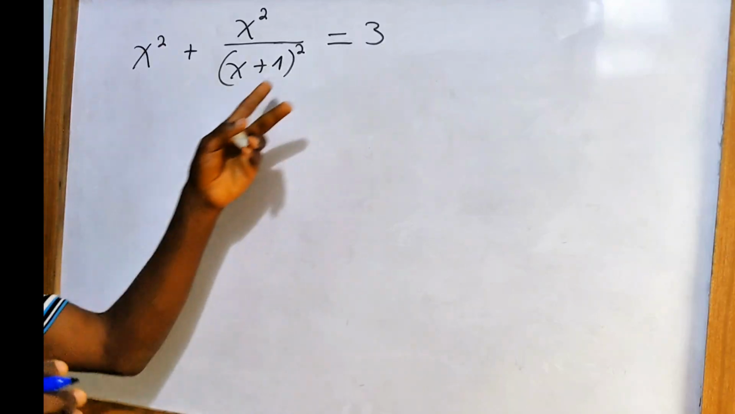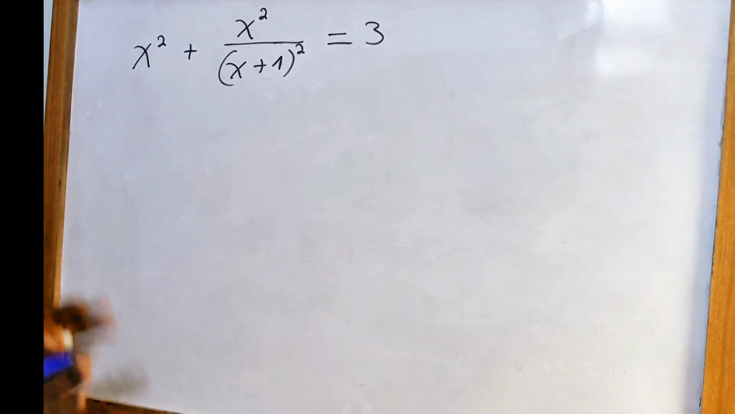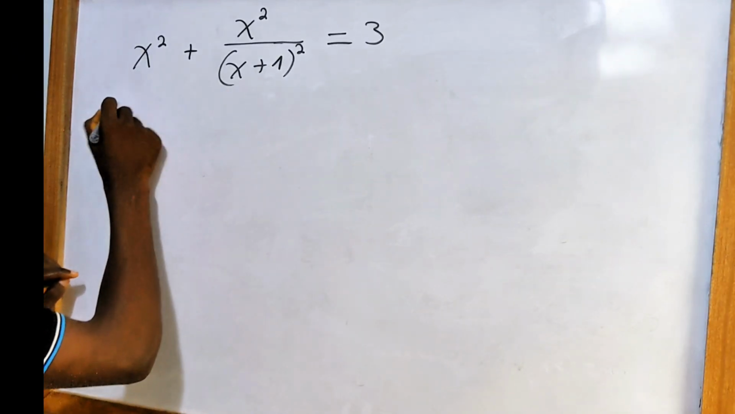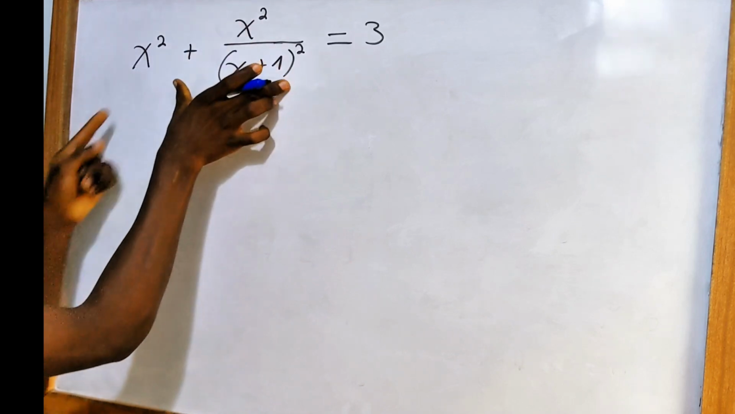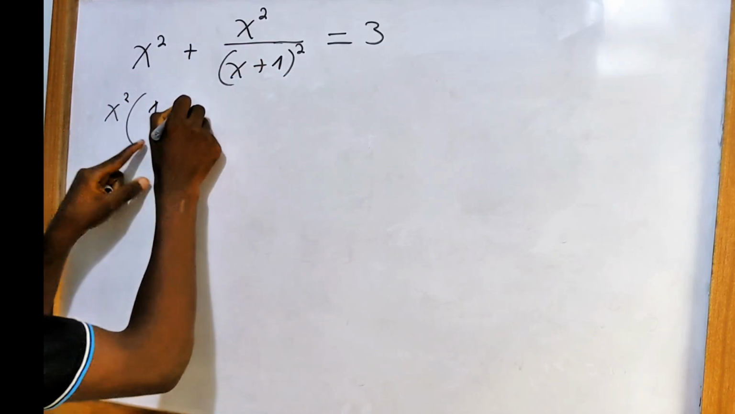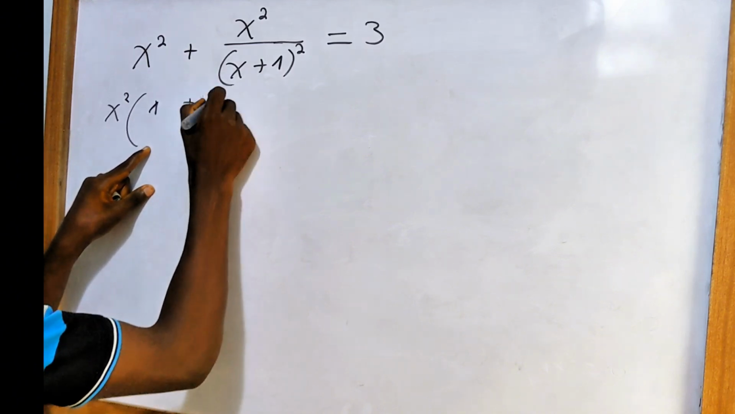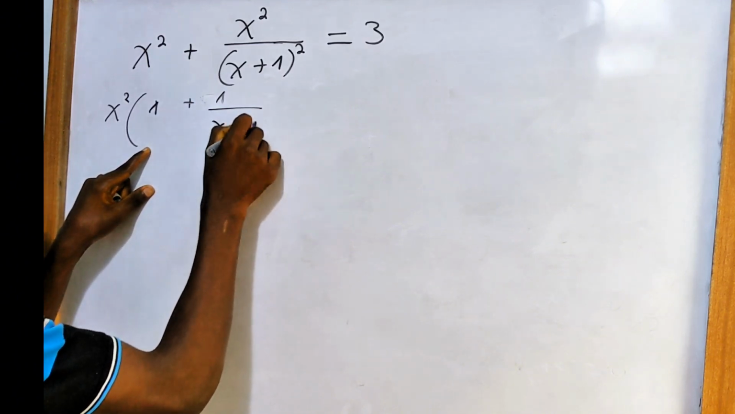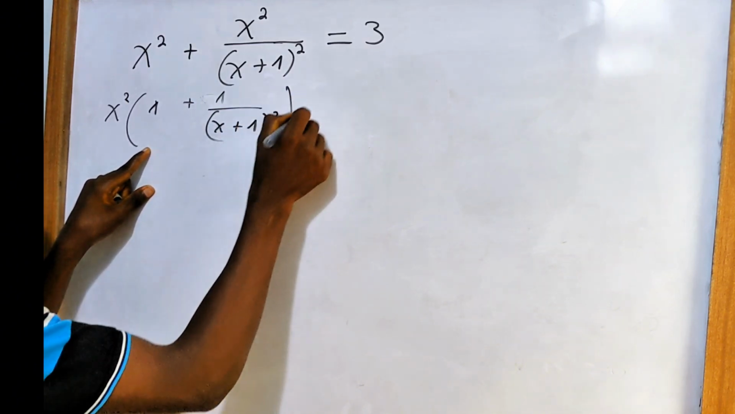You're having this question to solve for x given this. How can we solve it? Let's use a strategic method. First of all, take this x square outside. This is common everywhere. You have x square into (1 + x + 1 over x + 1), all that square equals 3.